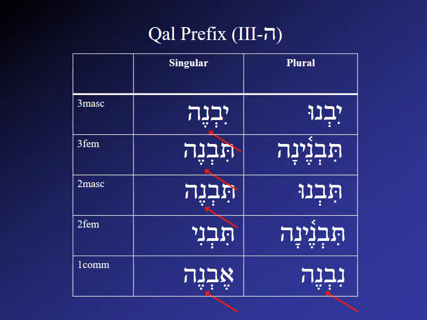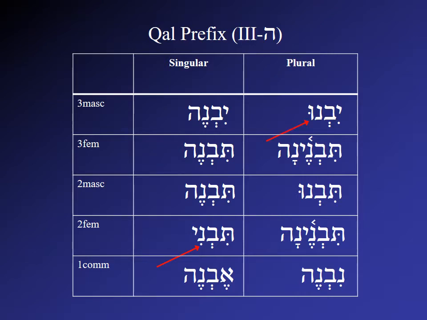So all of the ones with a prefix but no complement look like this: yivne, tivne, tivne, evne, nivne. Now if they do have a complement, then what happens is we lose our hey. So you see here, tivni, the prefix complement e has attached directly to the nun, which is the second root radical. So we've lost our hey altogether, tivni.